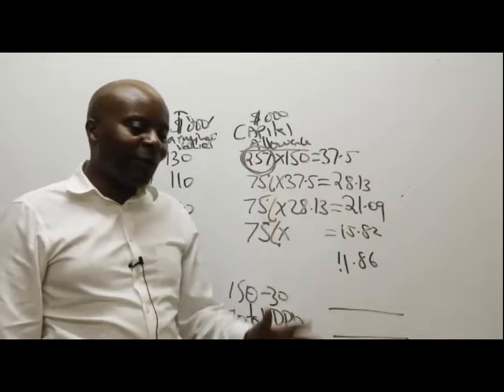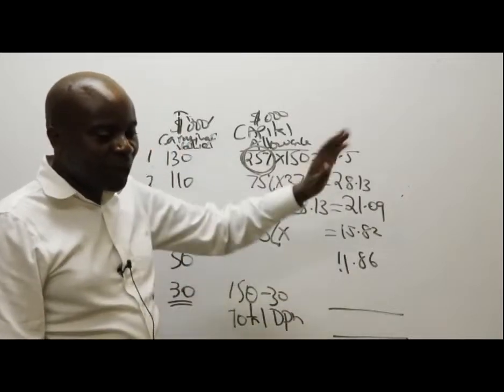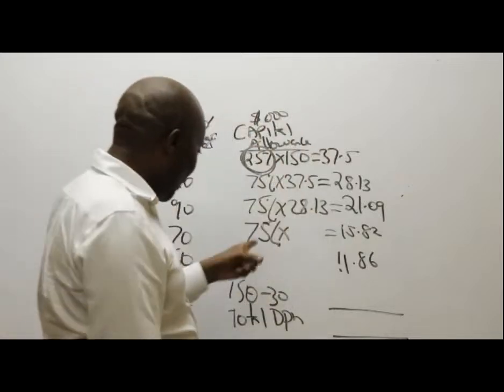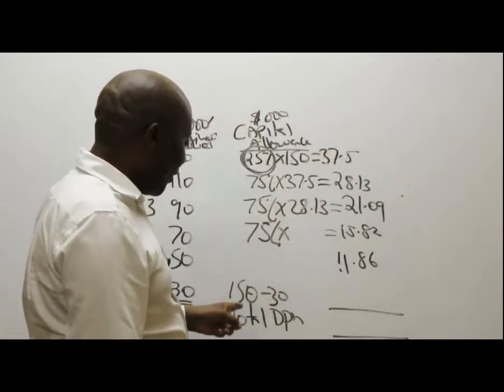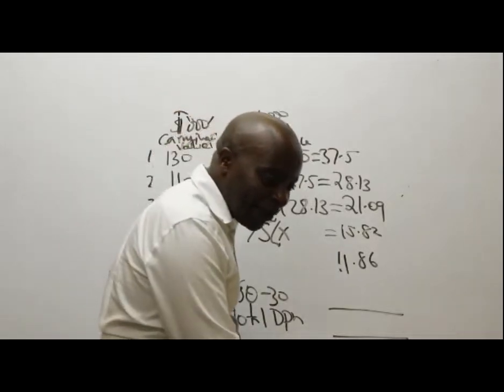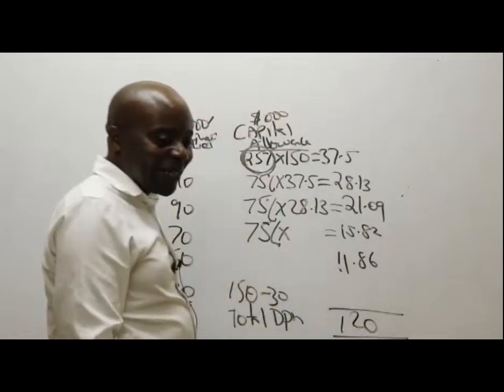Wachana hizo za kitambo. Let's focus here. If these are correct, tunaachana nazo. Hiyo ingine kama tulikosea siku hiyo, bahati mbaya, wache kae huko. Acha itakuja kwa mtihani. Tu focus hapa. So total depreciation is 150 minus 30, which gives me 120.